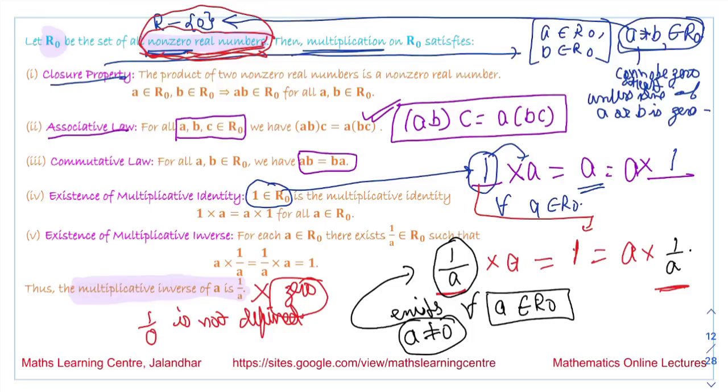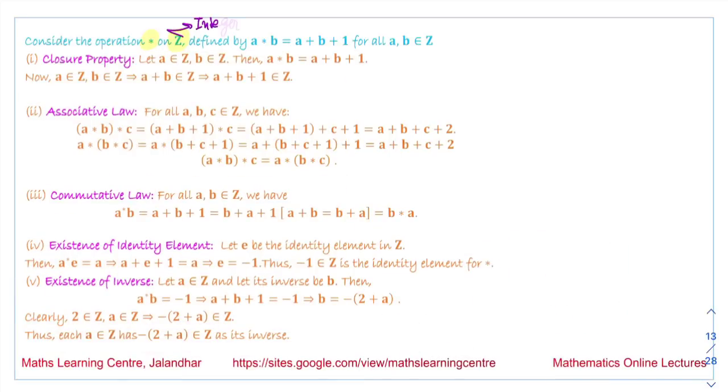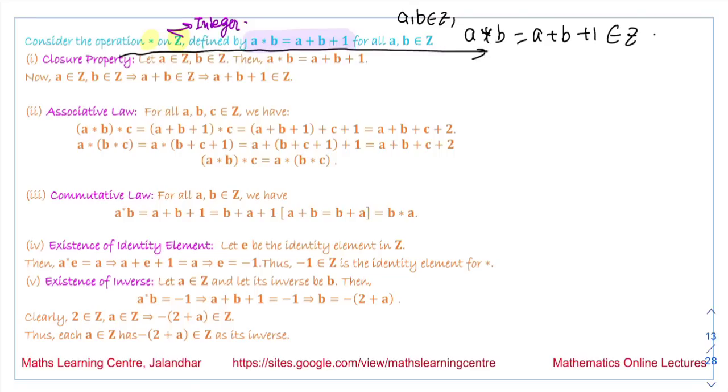Next, this operation star is defined on the set of integers, and it is defined like A star B is equal to A plus B plus 1. So if we consider two integers, we are talking about A star B, we are considering A comma B, this belongs to Z, then A star B is equal to A plus B plus 1, this will also be an integer. So we are saying that it satisfies the closure property, that is this operation star is closed, so it is a binary operation.